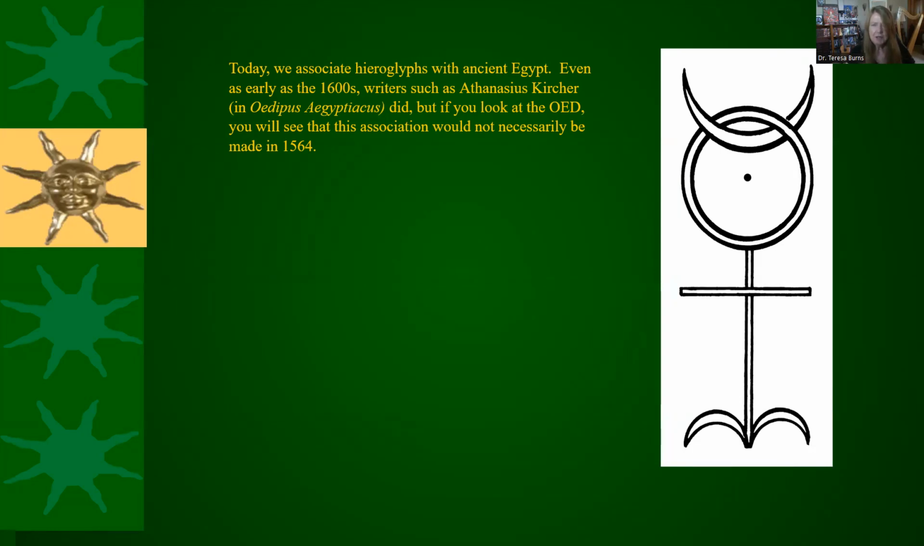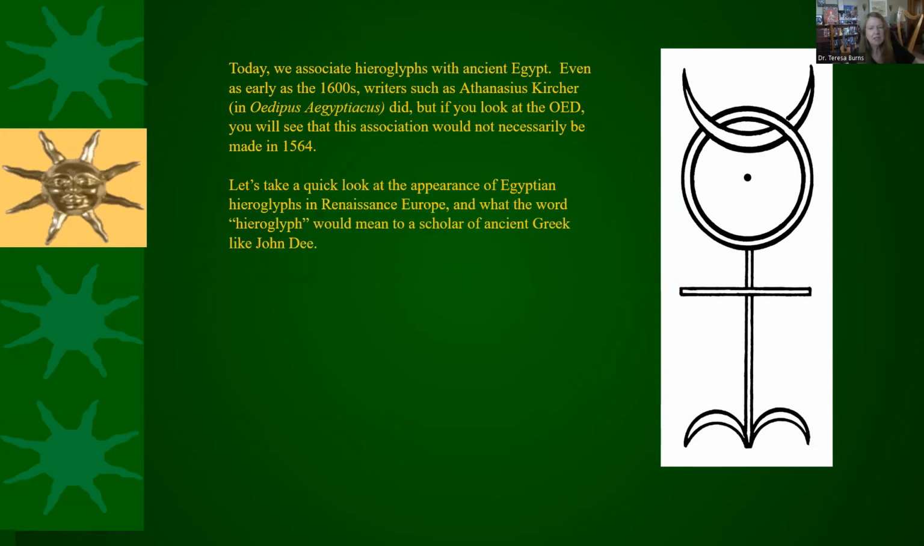But remember, the hieroglyphic monad is written in 1564. If you look at, say, the Oxford English Dictionary, you will see that there's not an association of hieroglyph with Egypt in 1564. So that's the most important kind of takeaway from this whole video.